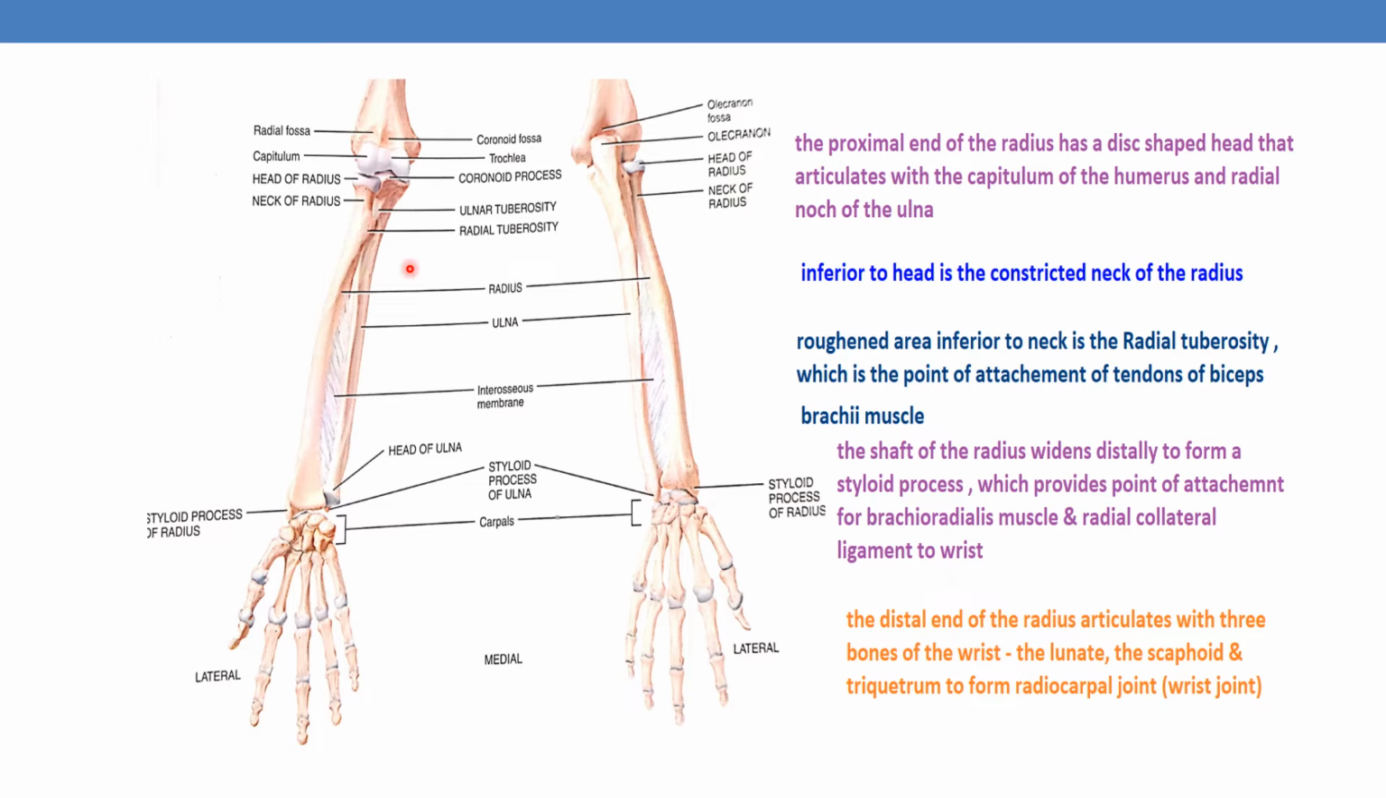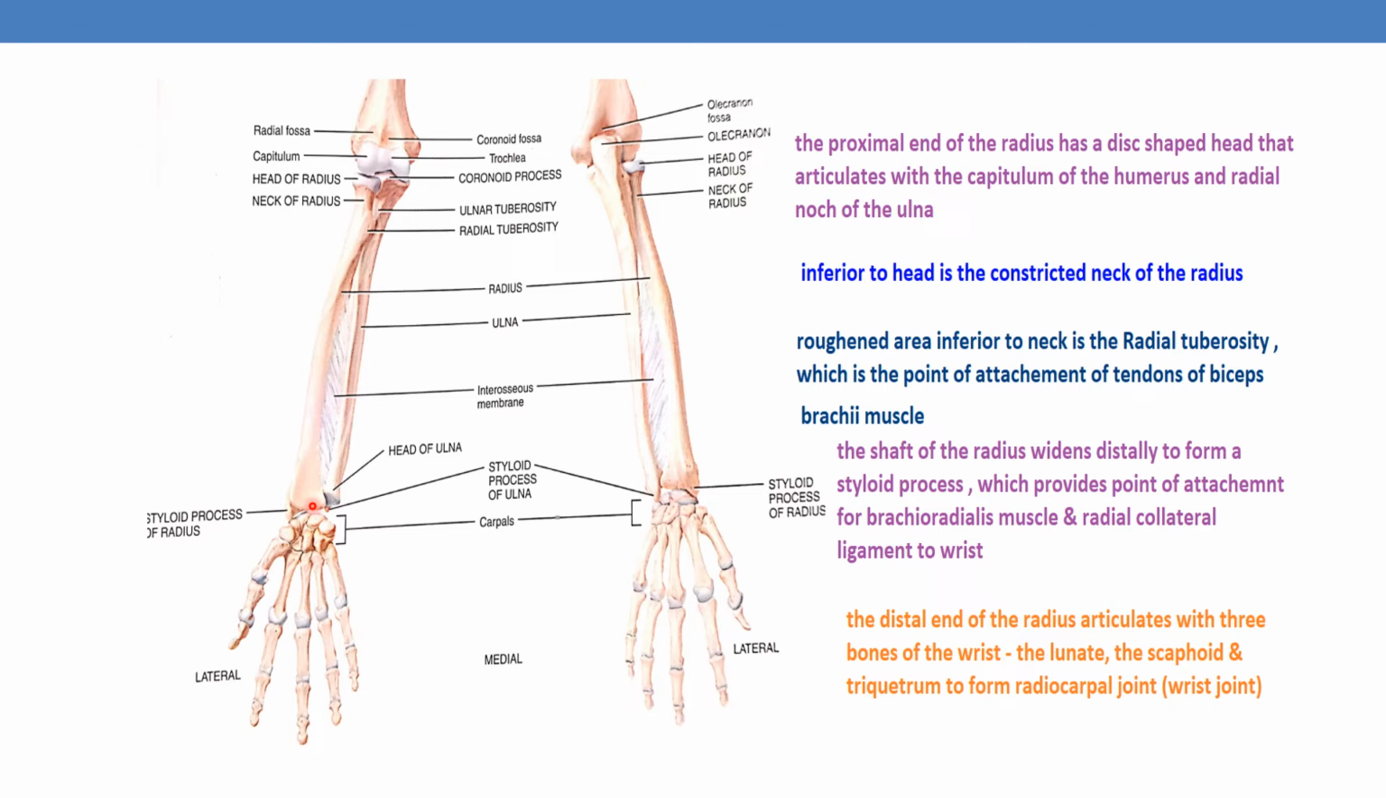And the next is the shaft of the radius. The shaft of the radius widens distally to form the styloid process. Here you can see the styloid process of the radius, which provides the point of attachment for the brachioradialis muscle and the radial collateral ligament of the wrist.